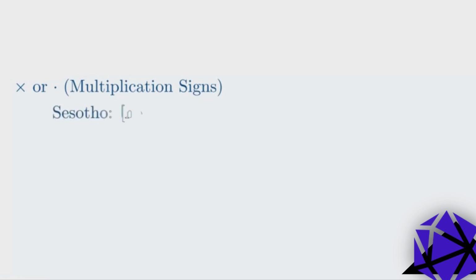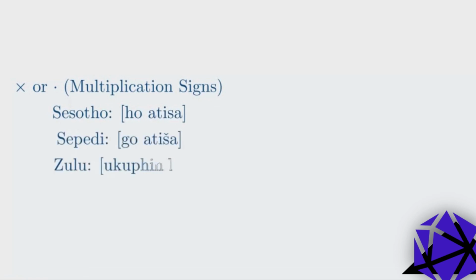Now let's talk about multiplication. There are 2 common symbols for multiplication. The times sign, which looks like an X and a dot. Both mean to multiply, which is like repeated addition. In Sesotho, we say, ho atisa. In Sepedi, we say, go atisa. And in Zulu, we say, ukafinda.